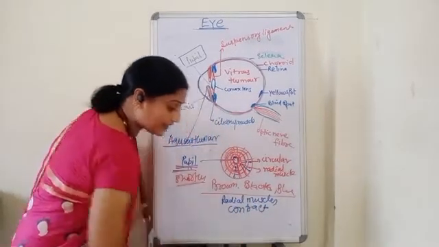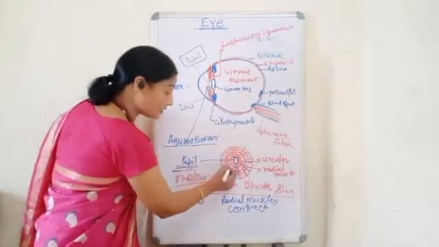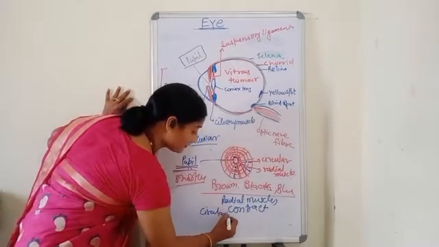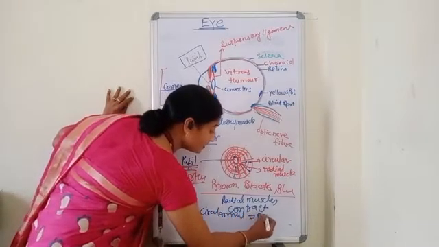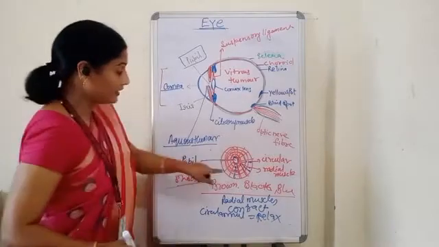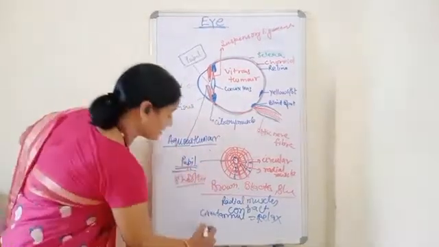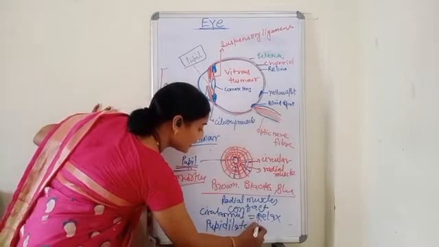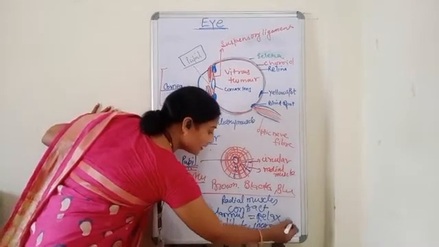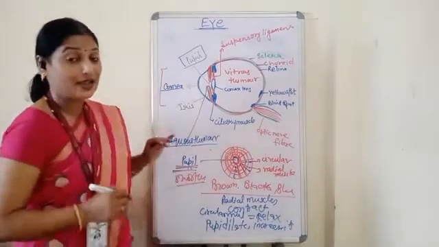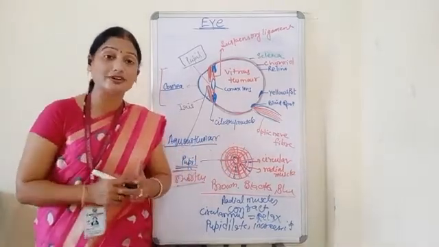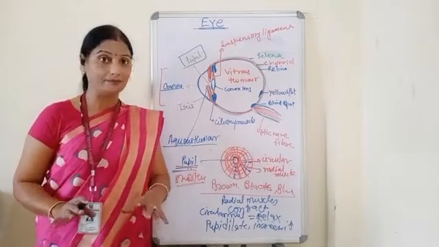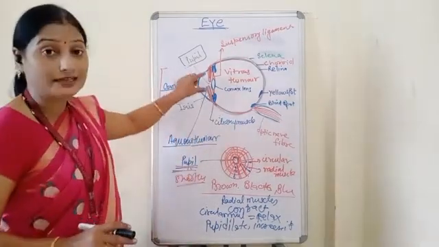Okay. If these radial muscles contract, and just opposite of that, the circular muscles relax. This contraction and relaxation, what will happen? The pupil will dilate, or increase its size, and then the maximum amount of light will enter into the eye and we will be able to see things clearly. So this is the function of the iris, children.